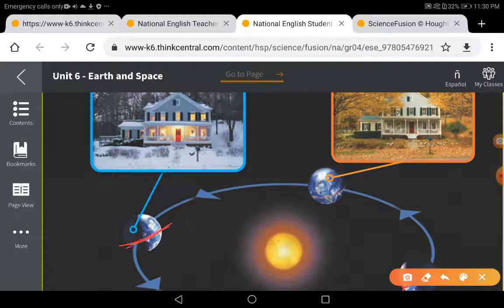This is the equator line. Okay, so this part is tilted away from the sun. It's far away from the sun, so it receives less sunlight, so it experiences winter, while at the same time the southern hemisphere receives more sunlight. So what do you think it experiences? Yes, summer. You see, it's the opposite in both hemispheres.